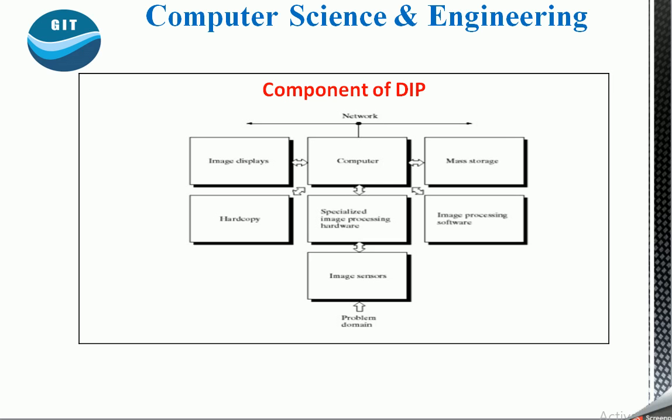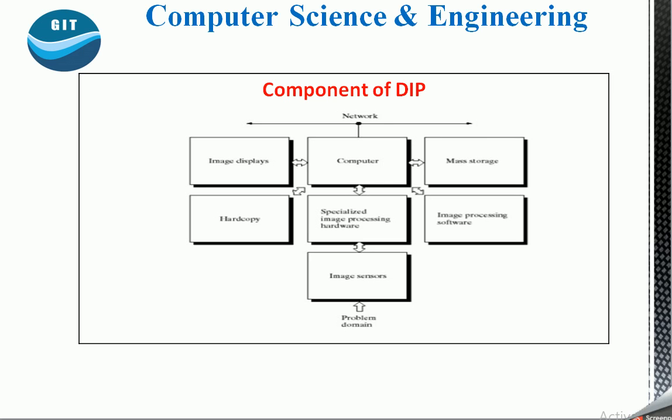First, we provide a problem domain to the image sensors. The image sensor acquires the image, sensing the intensity, amplitude, coordinates and other features of an image. The second step is image processing hardware. It is dedicated hardware that is used to process the instructions obtained from the image sensors. The third step is a computer. It is basically a general purpose personal computer.